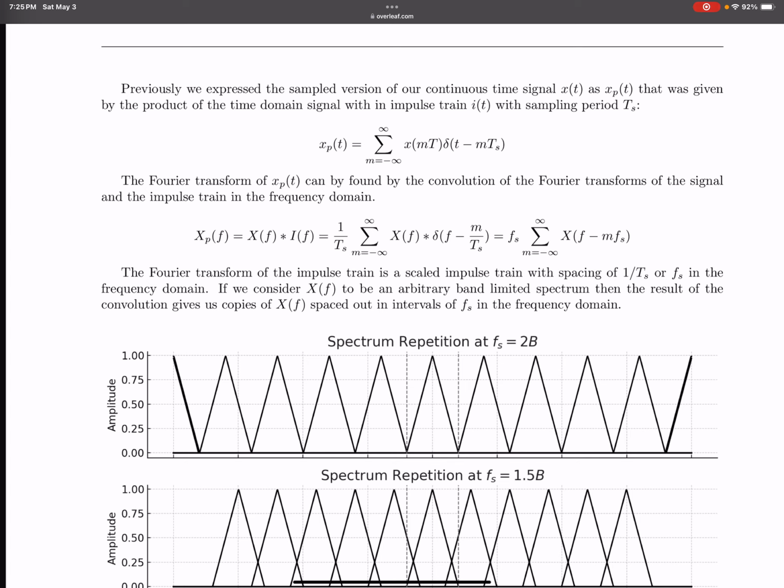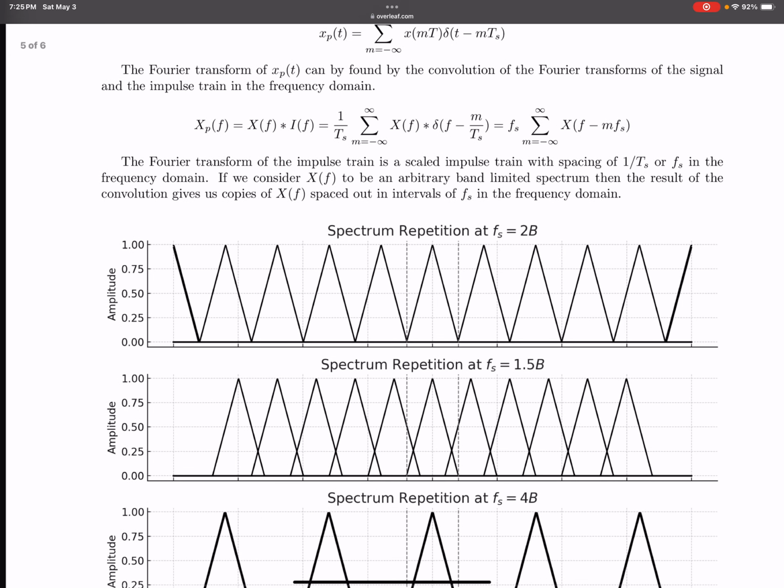And then that convolution, remember that convolution with deltas is just that original function. But notice that each of the delta terms is shifted by the index of the summation. So ultimately, what do we get? This final term, f_s times the summation from m equals negative infinity to infinity of X, which is the shape X, that big X is the shape of the original signal's Fourier transform. And then we have this f minus m f_s, where m is the index of the summation.